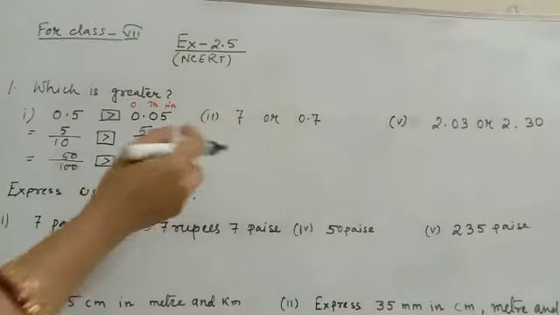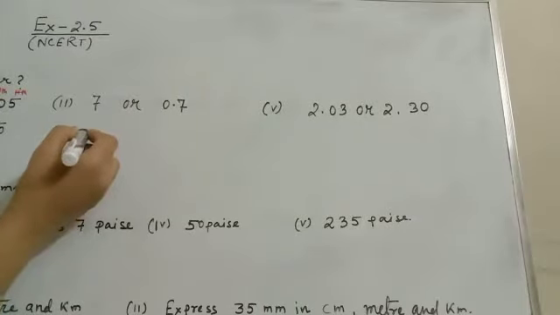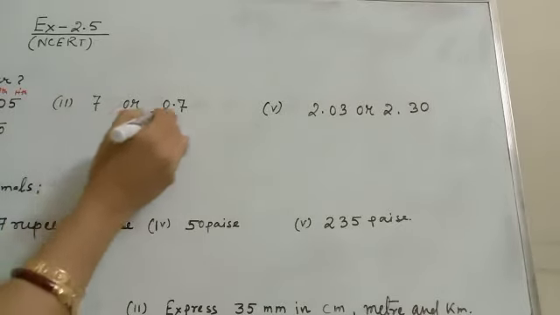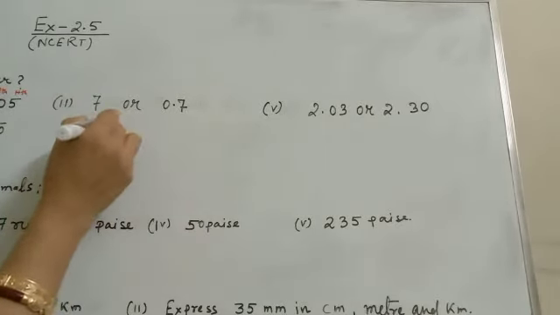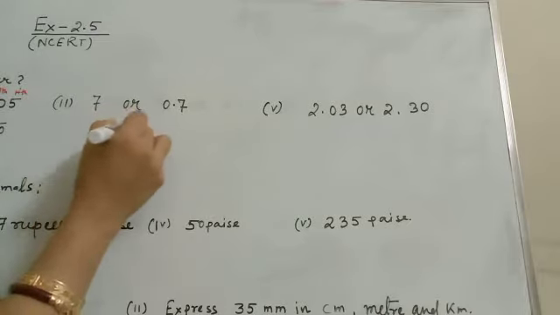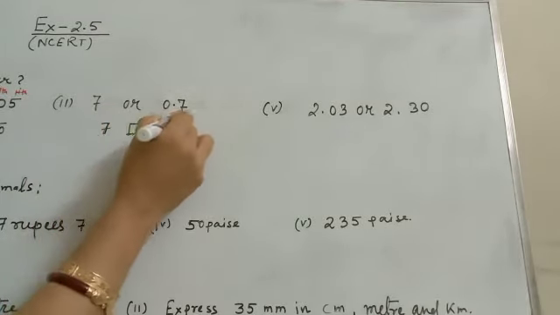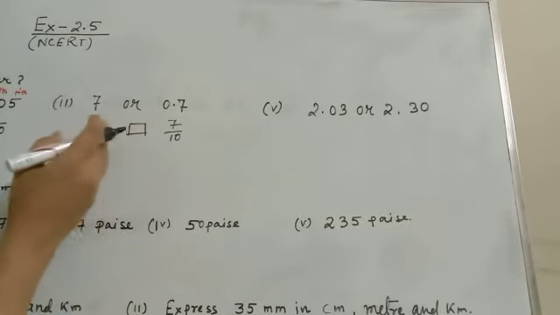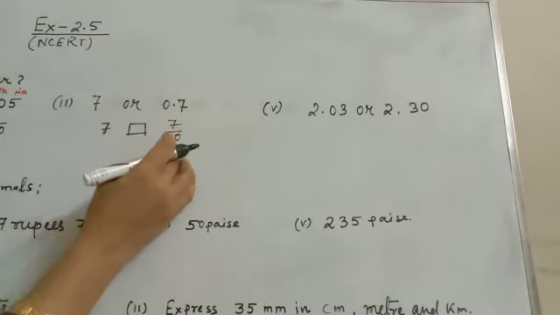Now come to the next sum. In this second sum, question number 2, 7 or 0.7. You know 7 means 7, and this is 0.7, which is 7 by 10. Which one will be greater? You can easily think that 7 is divided here 10 times and it is 7.